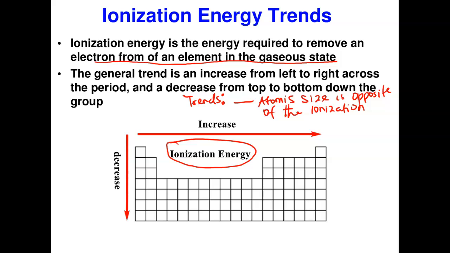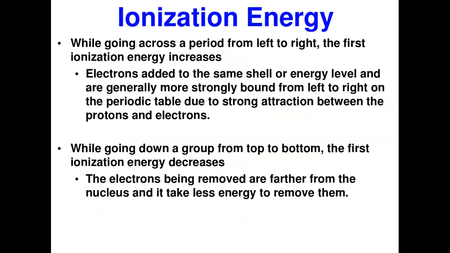On the other hand, if you're going down the group, remember again, you're adding more shells. And the more shells you add, what happens? The electron at the outermost shell is very far apart. And because it's very far apart, it is weakly held by the nucleus. A little bit of work is going to rip it off, and hence the energy decreases as you go down the group. The explanation is on this page.